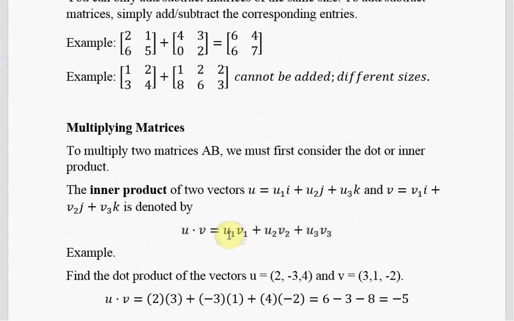So an example, find the dot product of these two vectors. The dot product of U and V is 2 times 3, which gives us 6, negative 3 times 1, negative 3, and then 4 times negative 2 is negative 8. So we get negative 5. That's the dot product. The dot product is going to be used in multiplying matrices, right? It's going to be one aspect of multiplying matrices.